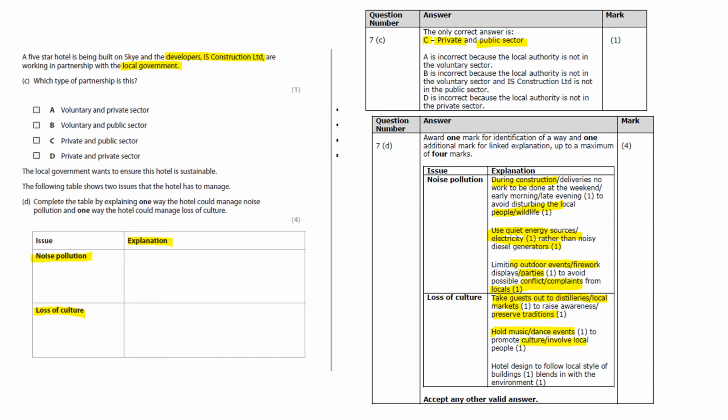Okay, you could actually design the hotel to follow the local style so it blends in with the environment and helps preserve the culture. So again, the culture is a bit harder, but the same principle applies. 1 mark for the reason, 1 mark for why you're doing that. So again, have a look at that, see if you can improve it. Pause the video if you need to, and then we'll go on to the next question in a second.